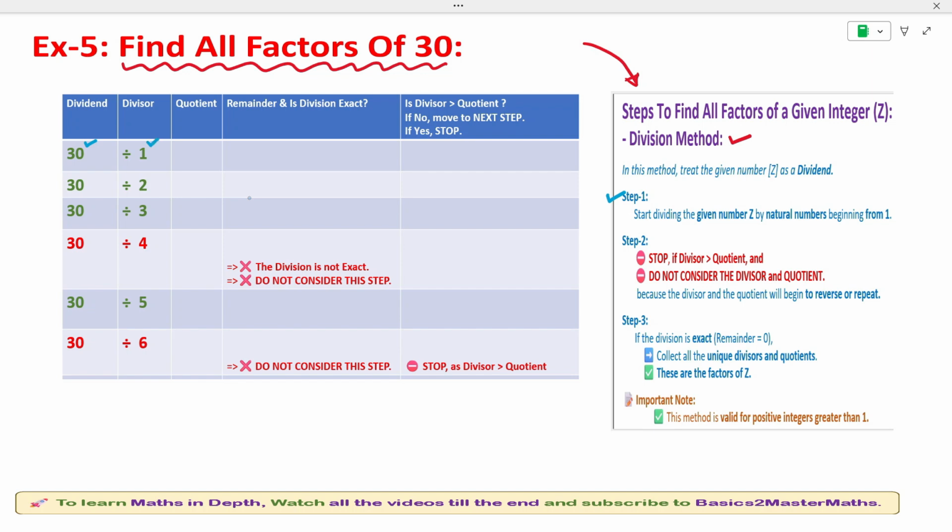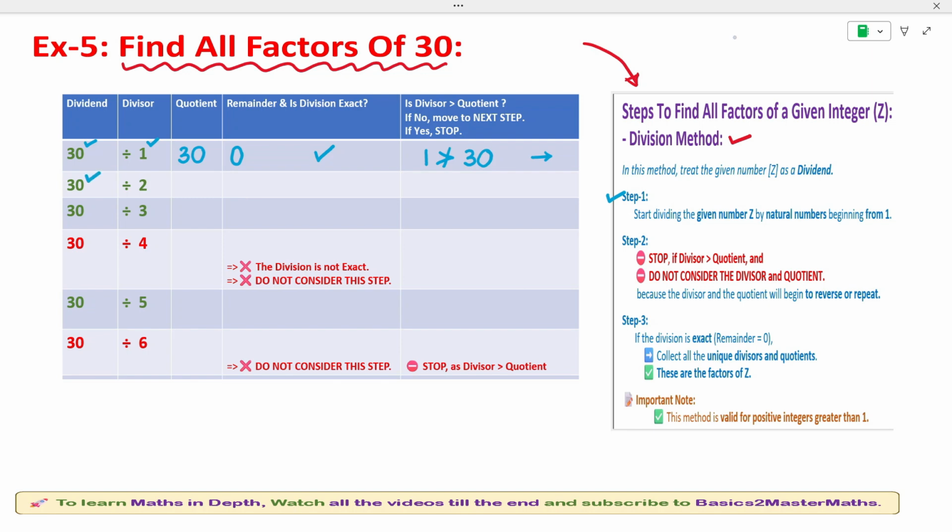When we divide 30 by 1, we get 30 as the quotient and 0 as the remainder. So, this division is exact. In this case, the divisor 1 is not greater than the quotient 30. So, move to the next step.